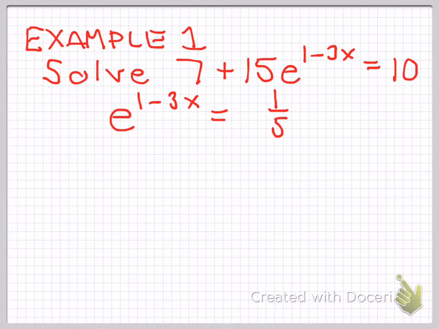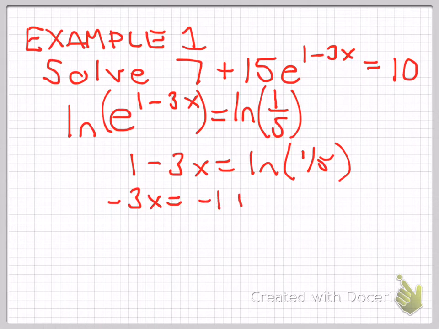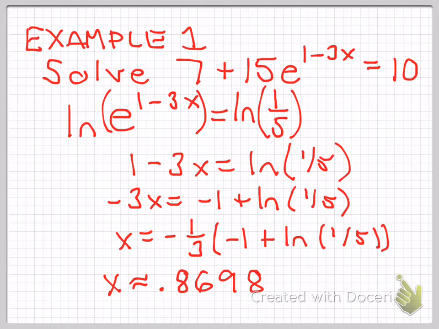At this point, we need to recognize that taking the natural log of both sides will allow natural log and e to the x, which are inverse ideas, to undo each other, and we get 1 minus 3x equals natural log of 1/5. From here, we're pretty home free. We're going to subtract 1 from both sides. And then we could divide by -3. That gets a little messy. Instead, I'm just going to multiply both sides by -1/3, and we have this expression. This is now something we can put into our calculators and find the value of x, which you'll find to be about 0.8698.